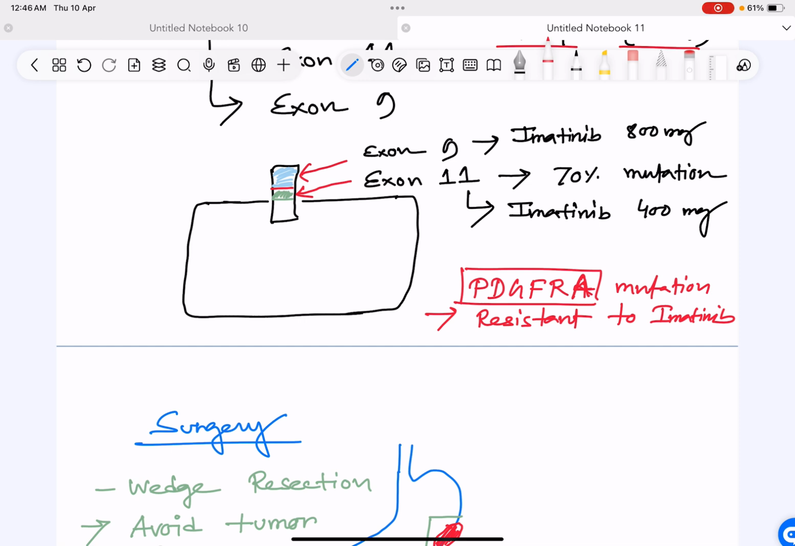Again, in KIT, you have to see whether it is the transmembrane or the extramembrane part that is mutated. The transmembrane part responds well to imatinib, but for the extramembrane part you have to give a higher dose. Transmembrane part is exon 11, extramembrane part is exon 9. PDGFRA mutations are resistant to imatinib. Specifically, there is a type of PDGFRA mutation called D842V. So PDGFRA mutation D842V is resistant to imatinib.